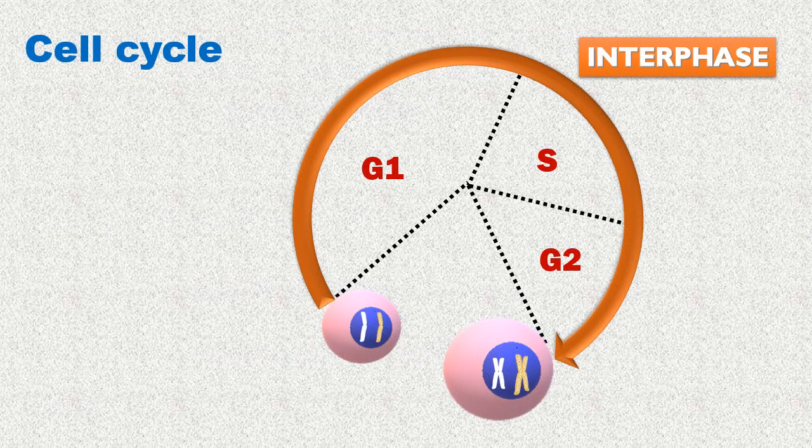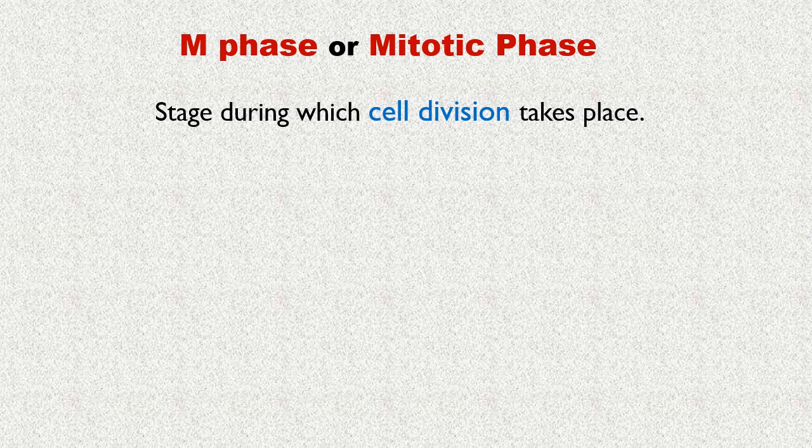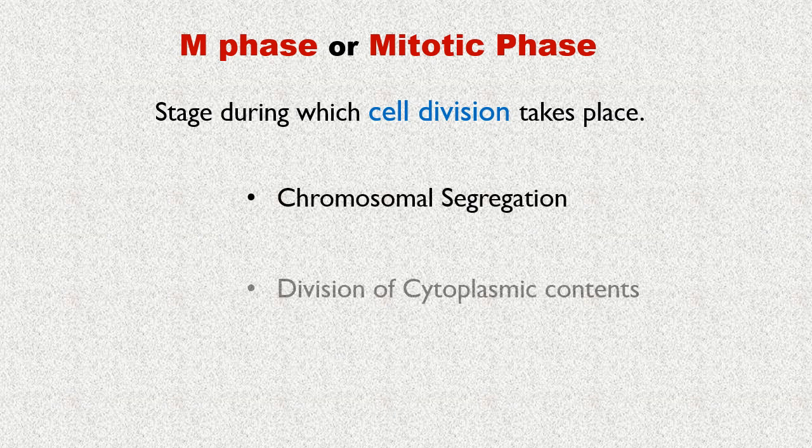These were the three phases of interphase. So, all the preparation for cell division is complete. The cell now enters the next stage, which is known as M phase. M phase or mitotic phase. This is the stage during which actual cell division takes place. The main events of this stage are chromosome segregation and the division of cytoplasmic contents.